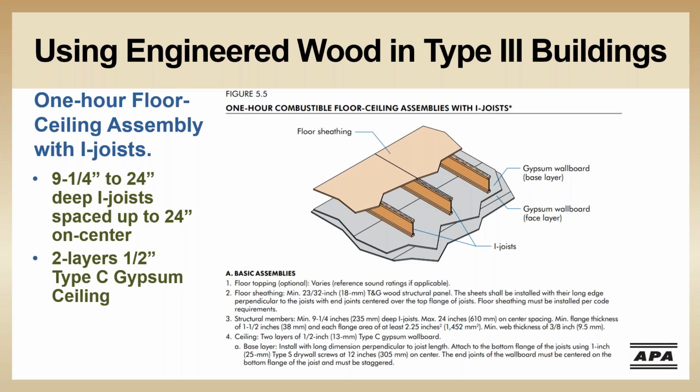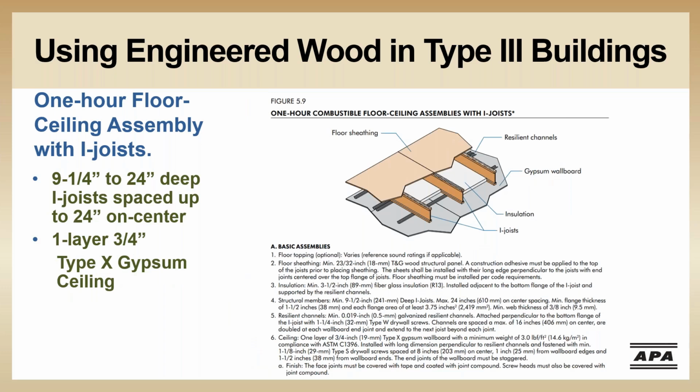So this has sometimes been noted as a disadvantage of an I-joist system, as dimension lumber and plated truss systems may be constructed with 1 layer of gypsum. So to address this perceived disadvantage, APA, along with its members, recently tested a single layer 3/4 inch Type X gypsum system, and this was found to achieve the 1 hour rated assembly requirements. So this can be used where 1 hour rated assemblies are required in Type 3 construction.